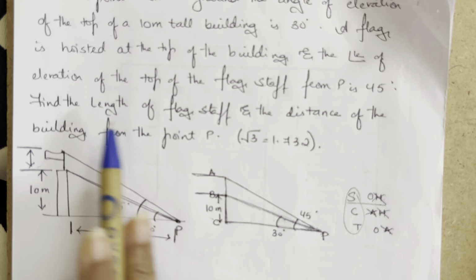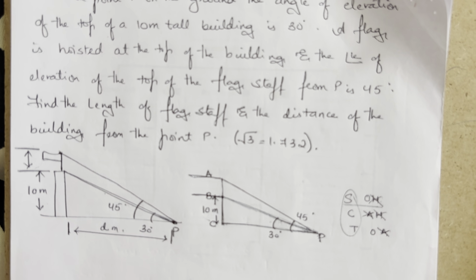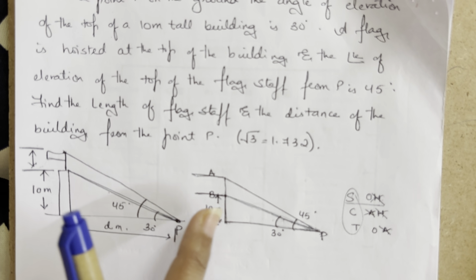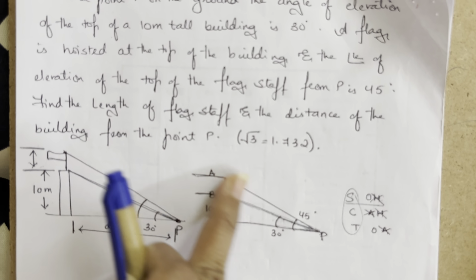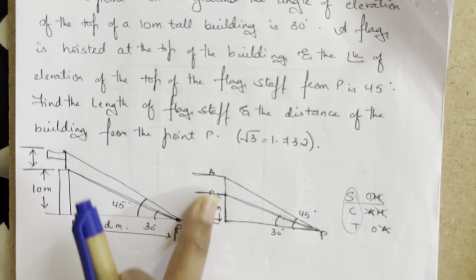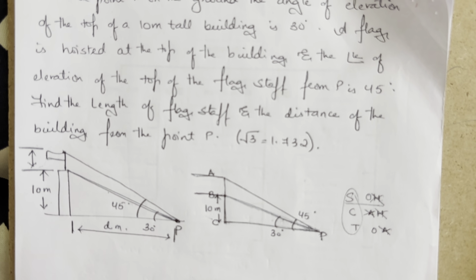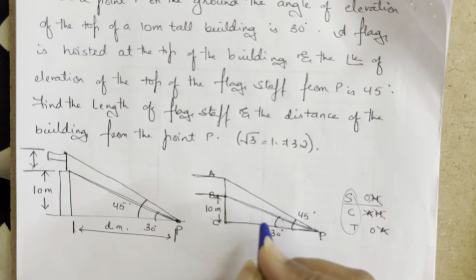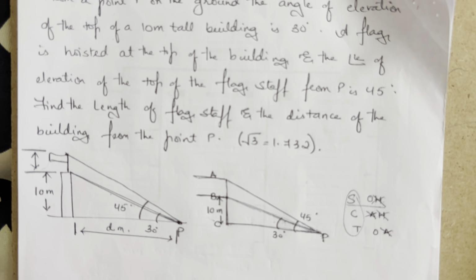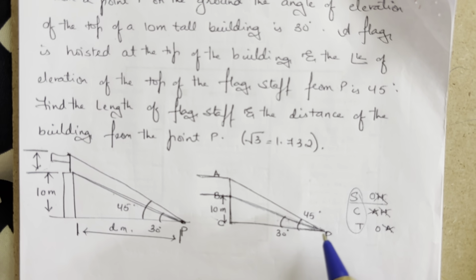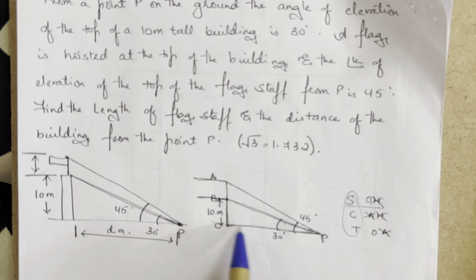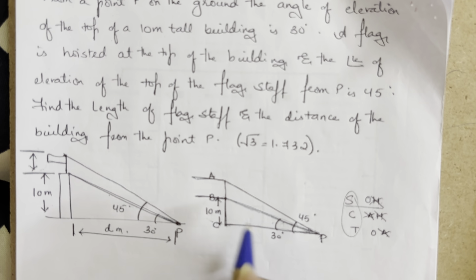In the question he said find the length of the flag post. If I go to find the length of the flag post, which is this part, I do not know this. Only one angle in this value would make it quite difficult for me to simplify. So what we are going to do is we are going to find this first, the distance between the observer, the point P and the building, first, with these two things.